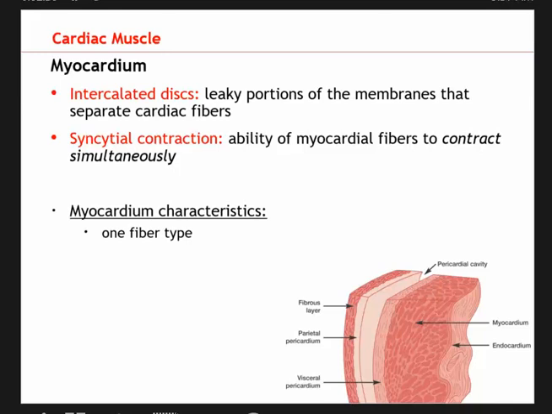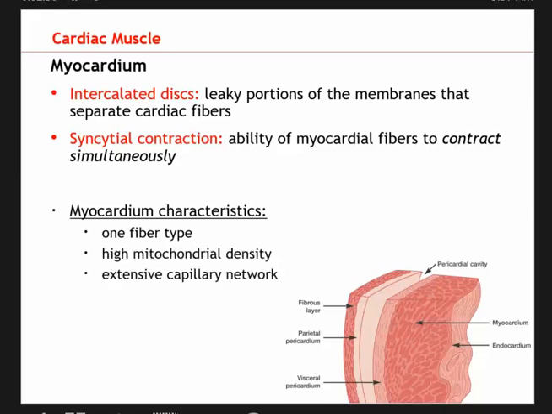So what are some other characteristics here? So myocardial fibers, there's just one fiber type. So unlike skeletal muscle that has multiple different subtypes of fibers, which we know is type 1, type 2A, and type 2X, myocardial fibers are just one type. So they act like a type 1. They are not considered type 1 fibers, but they kind of act like a type 1 fiber.